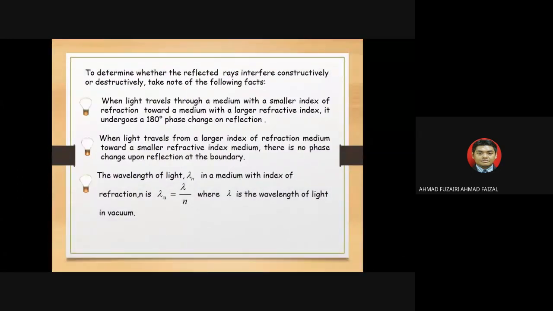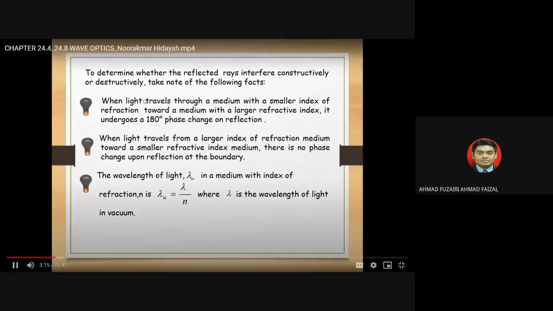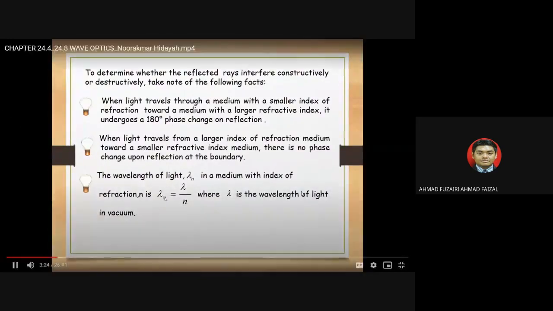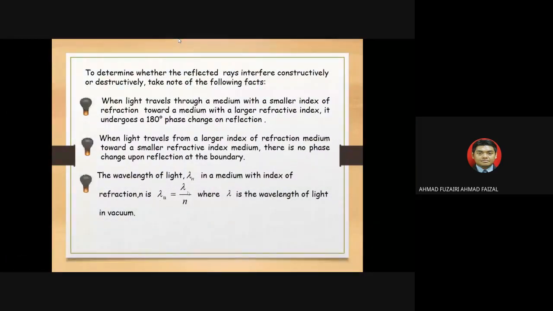Number three, the wavelength that is important for thin film interference is the wavelength within the thin film, not the wavelength in the vacuum. Therefore, to calculate the wavelength in the thin film, the following equation is applied. In this equation, this component here is the wavelength of light in the thin film, this is the wavelength of light in vacuum, and n refers to the refractive index of the thin film.